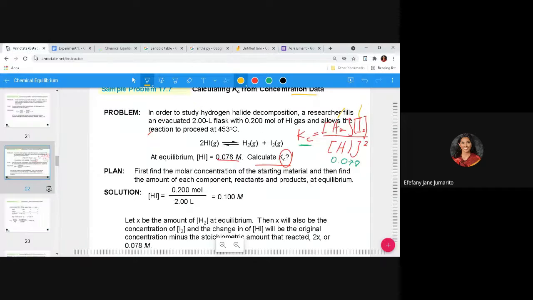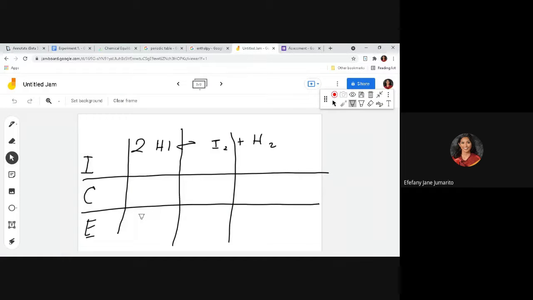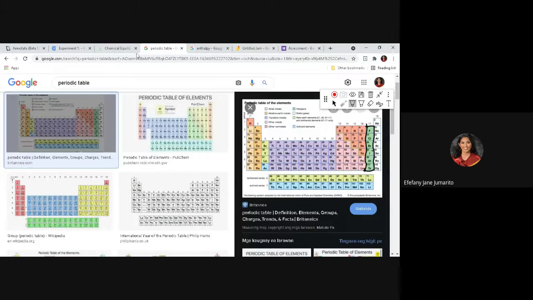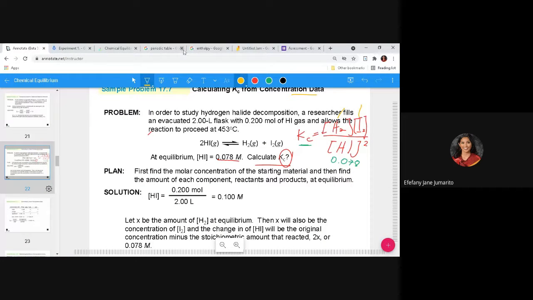It says that at equilibrium, what is our value of HI? 0.078 molar. So at equilibrium, that is 0.078.